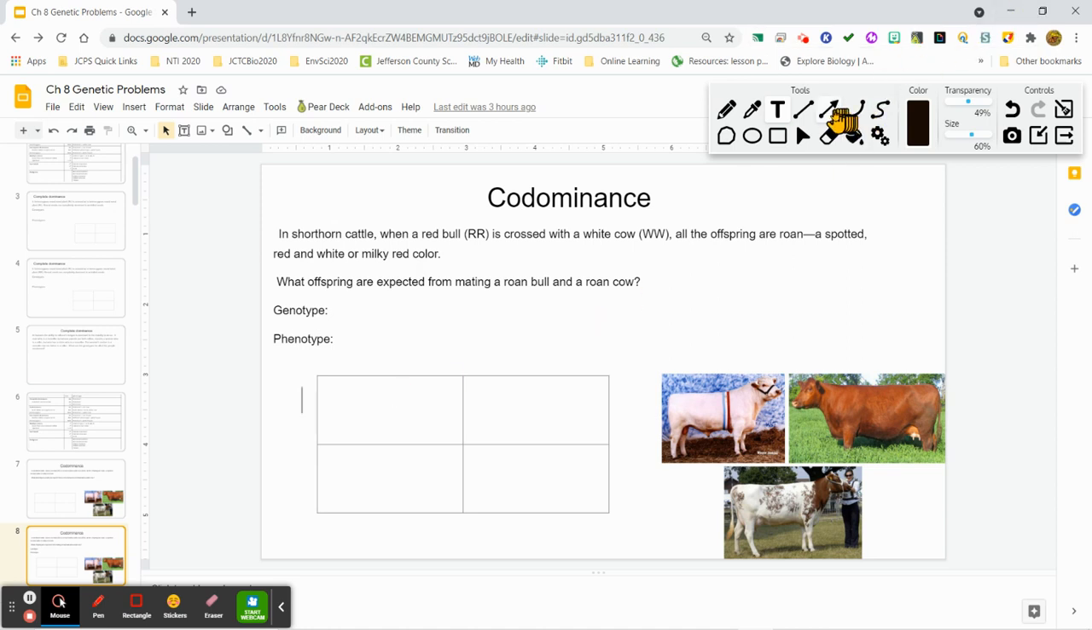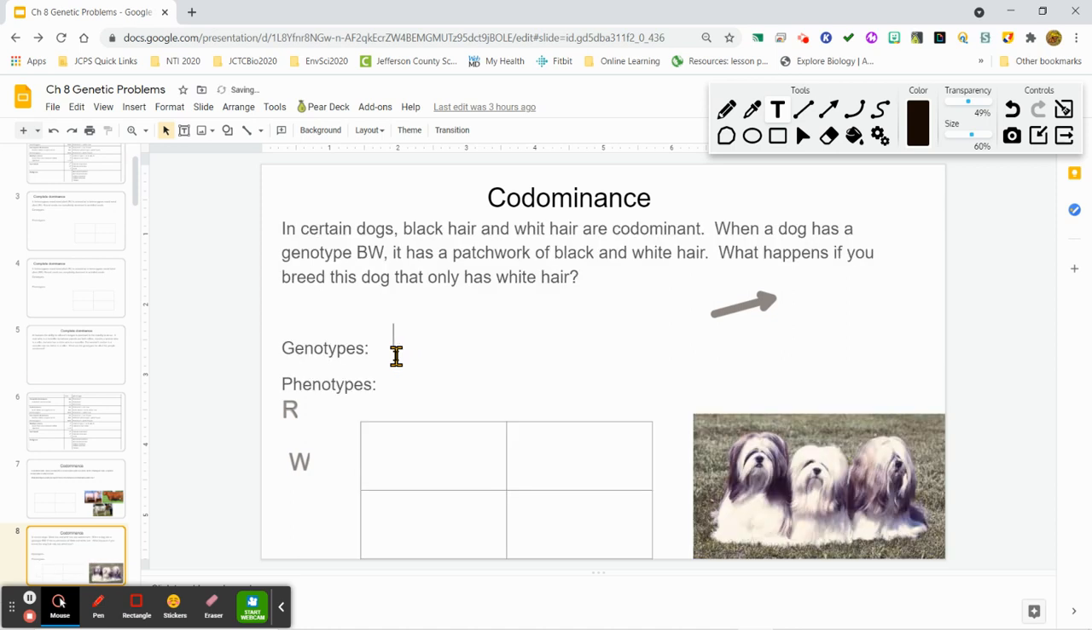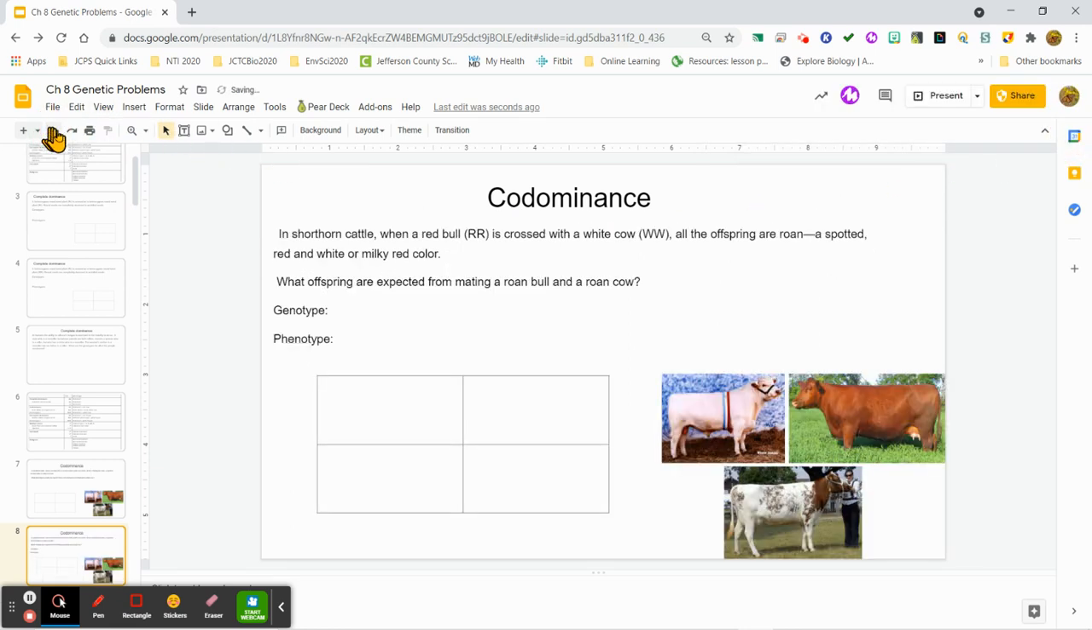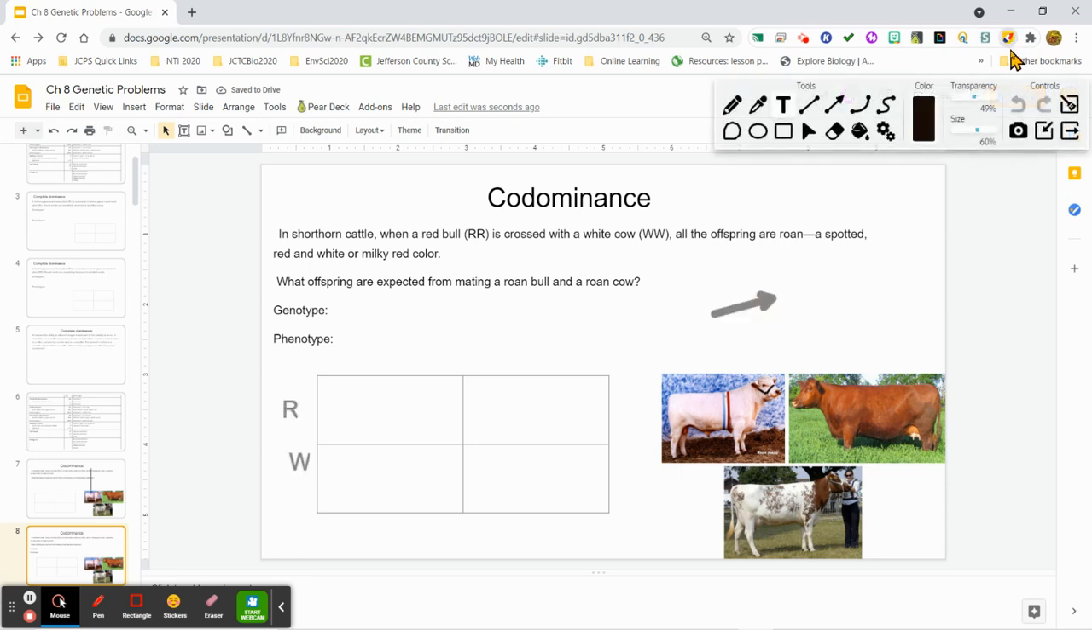Why is that not working? You can either give, so the offspring is going to be RW. Let's try this again.